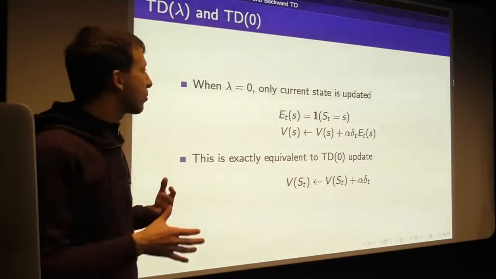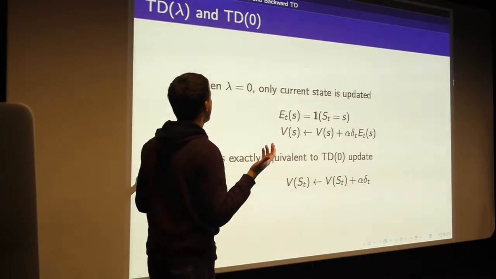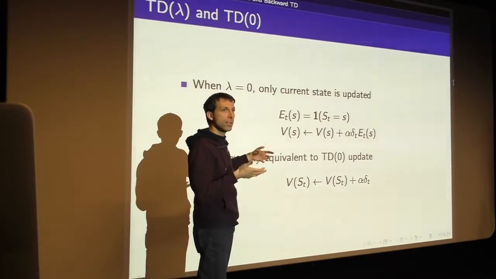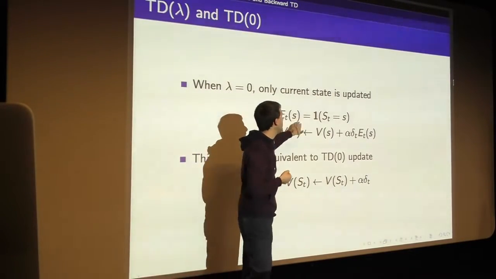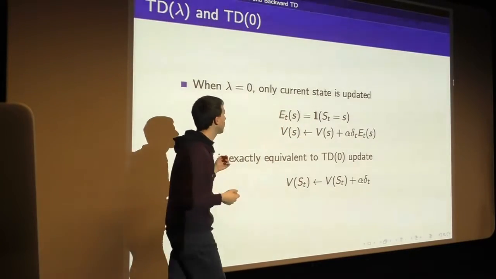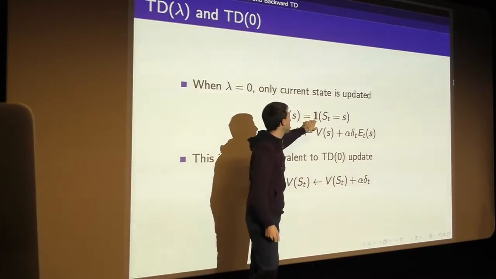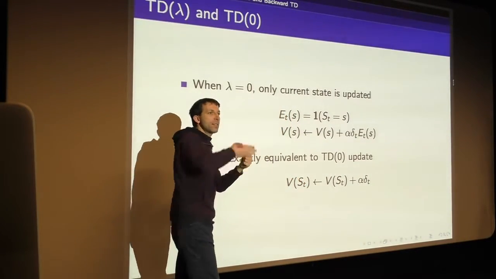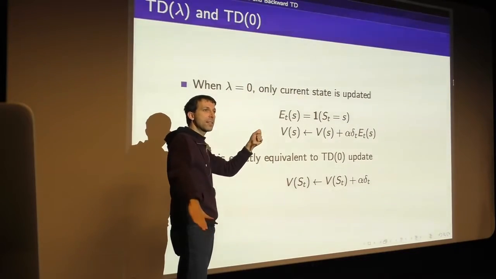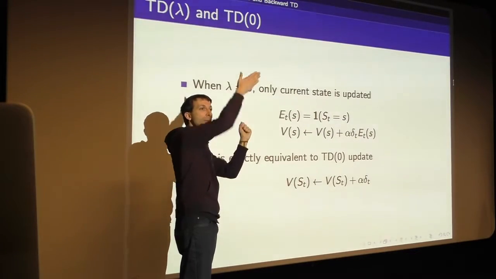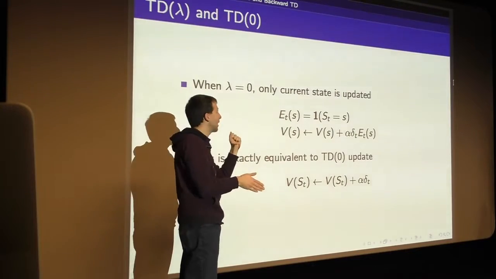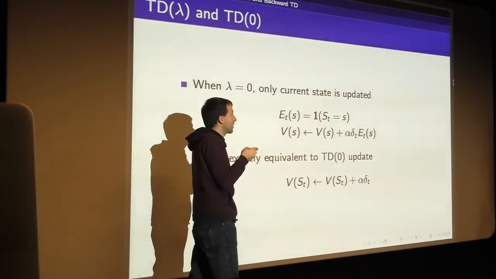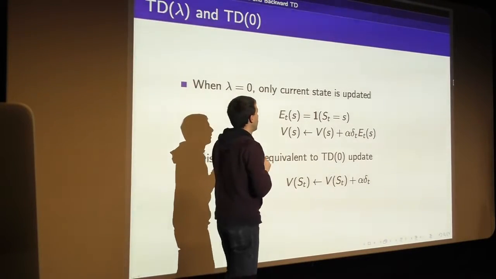So how does this relate to the algorithms we've seen so far? Well, trivially, when lambda is 0, this reduces to the TD0 algorithm. Lambda is telling us how rapidly we decay the eligibility trace. If lambda is 0, we decay it completely, straight down after we've seen a state. So that means we only assign eligibility at the moment that state is visited.